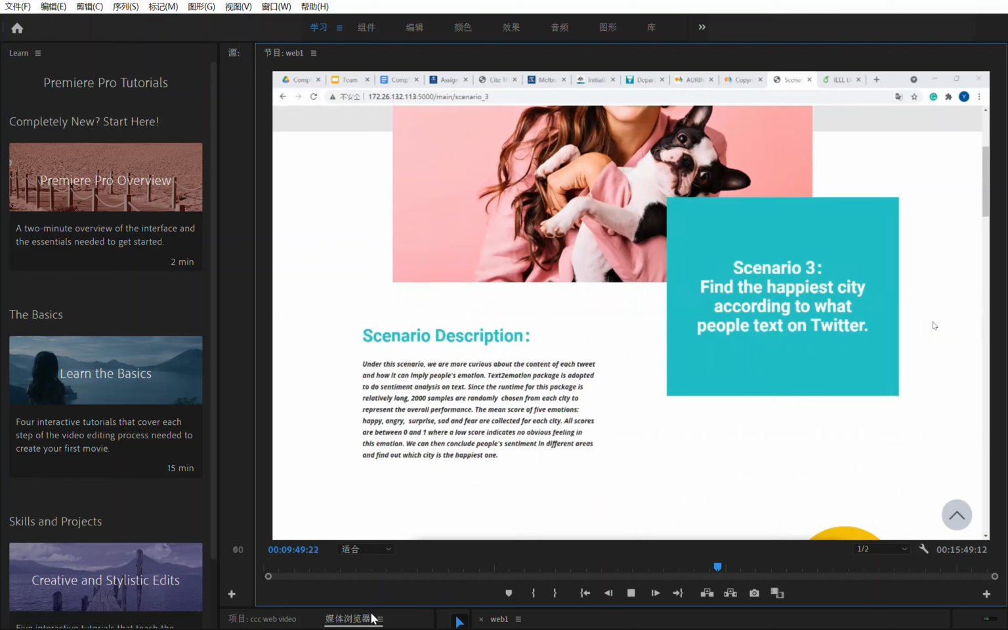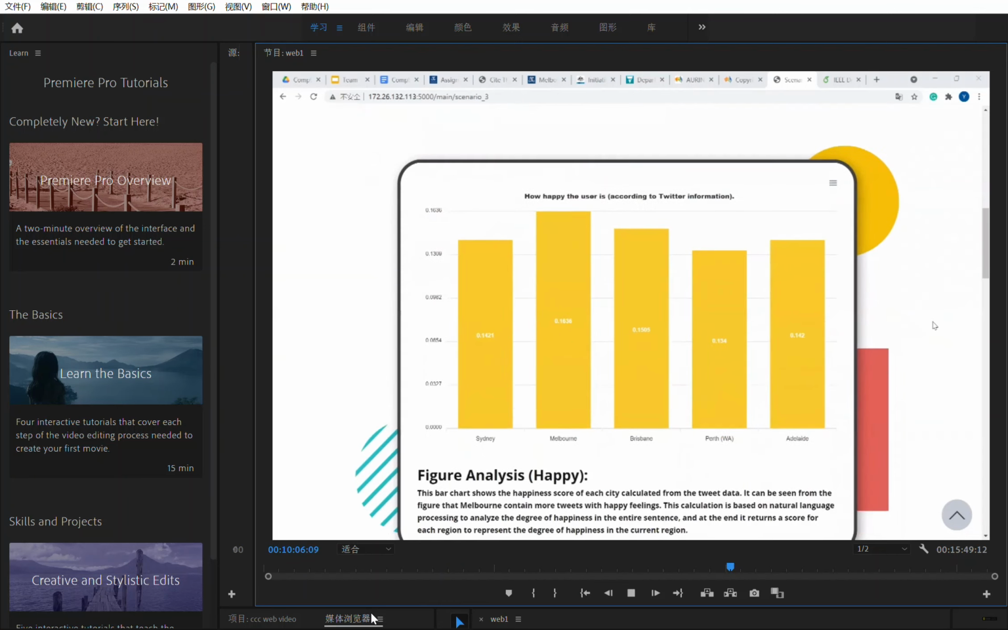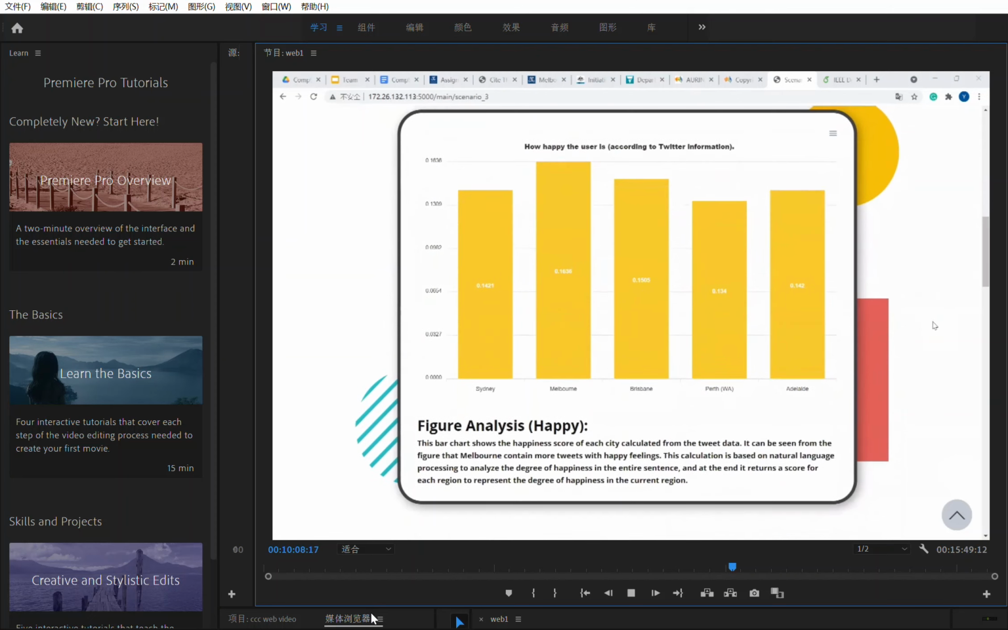However, we only have 3 plots, which are happy, angry, and sad, since for the rest 2, the sentiment scores are relatively close to each other, and it's hard to make any useful conclusion. First is about the sentiment score of happiness. It's obvious to see that Melbourne people are the happiest residents, while Perth has the lowest happiness scores.